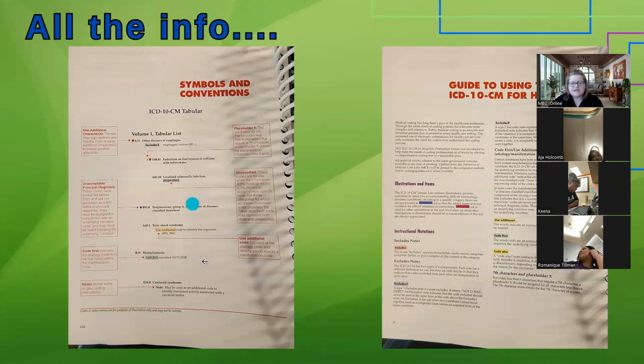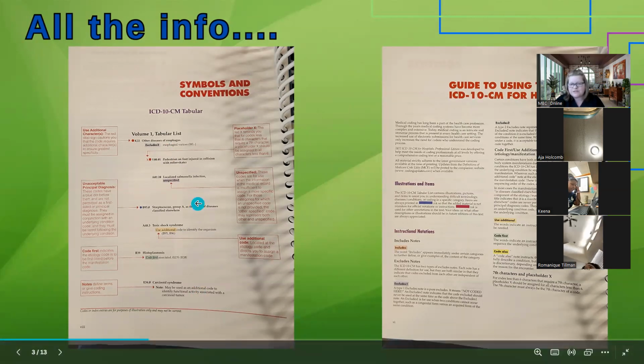But there's this section in the front that gives you all of this information. The manuals give you all the information you need to do this correctly. Okay? All those little signs and symbols. And also, guys, there's a legend, just like in the CPT manual. At the bottom of every single page, there's a legend. All right? And it's an abbreviation of this symbols and conventions list.